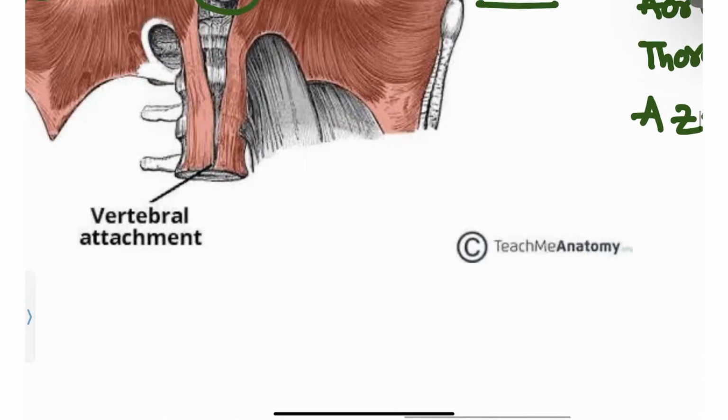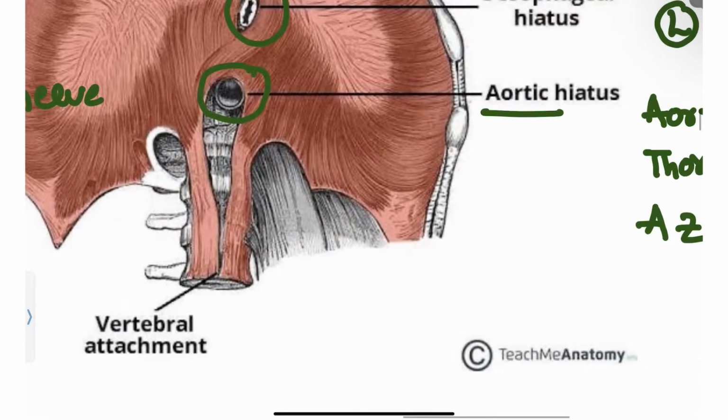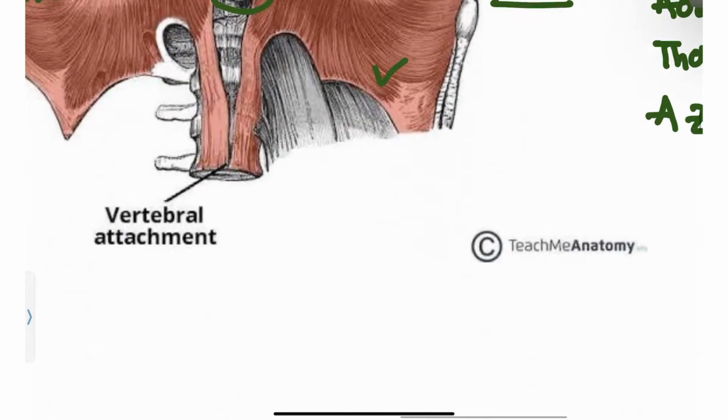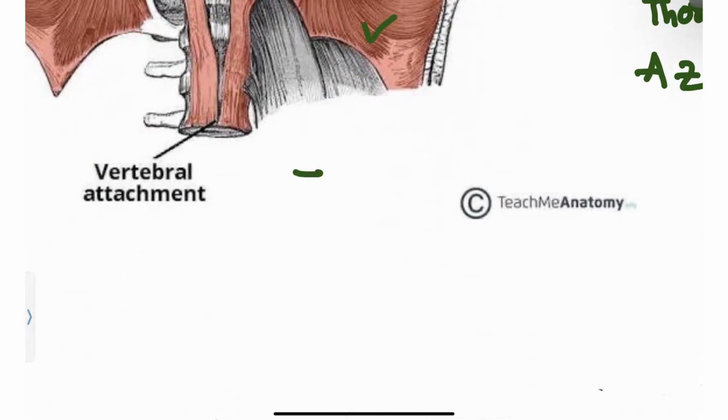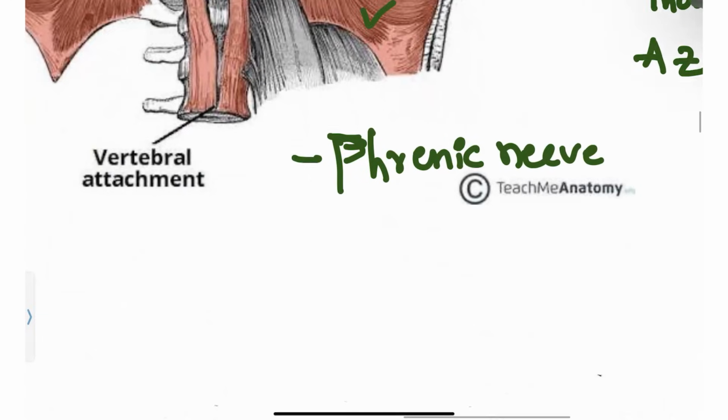Next, there will be a question: what is the main innervation of the diaphragm muscle? The main nerve supply is the phrenic nerve. And how can you remember this phrenic nerve? Nerve roots. Phrenic, right?